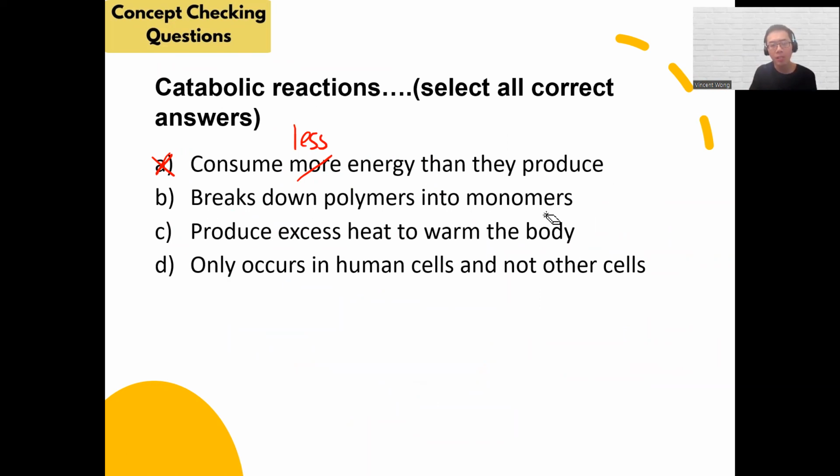Breaks down polymers into monomers. That's correct, right? The food molecule gets converted into monomers. Produce excess heat to warm the body. That is true because it's not efficient, right? Only occurs in human cells and not other cells. That's not true. All living organisms have to have some kind of catabolic reaction to produce the ATP, right? Because production of energy is a characteristic of living things.